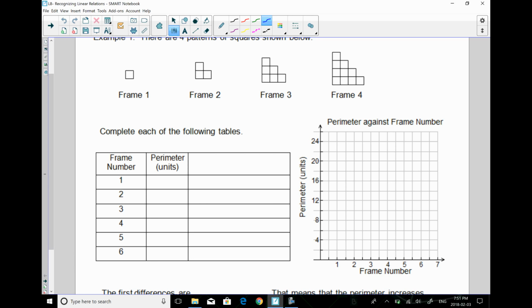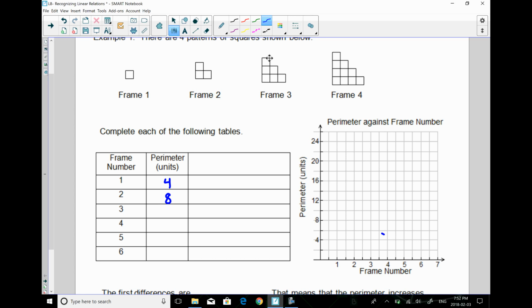So frame 1, the perimeter is what? If I look at the perimeter, it's the outside. So I'm going to count them by the line. There's 1, 2, 3, 4. So it's 4 units. In frame 2, the perimeter is 1, 2, 3, 4, 5, 6, 7, 8.